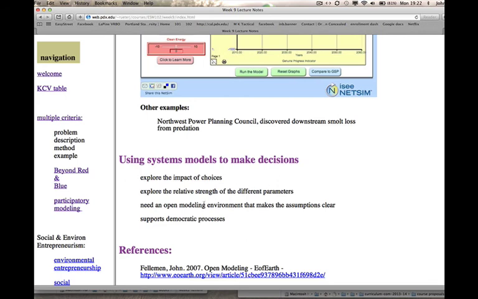But in order to do that, we need an open modeling environment that makes these assumptions clear. It's not all just hidden in the background. People have to trust that this model is giving a realistic idea of what could happen. And then, when you put all these together, it really supports democratic processes that are necessary in these complex environments that we're dealing with.